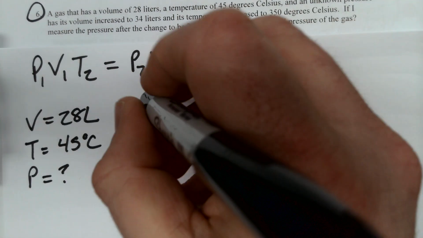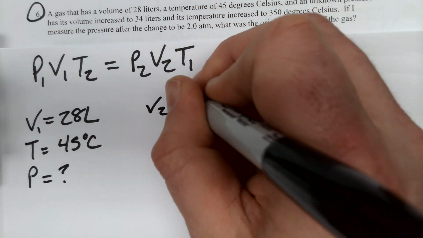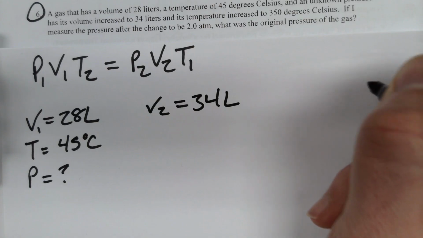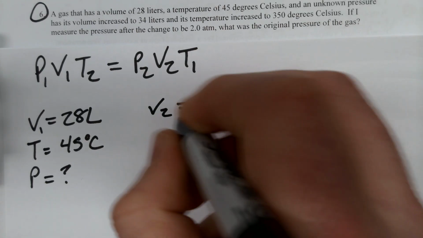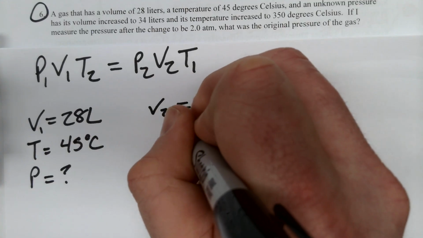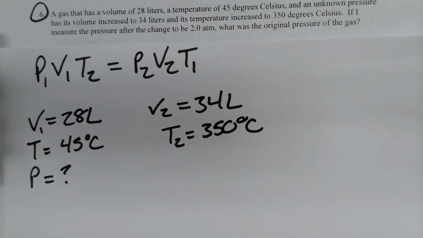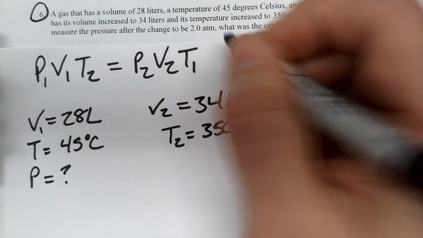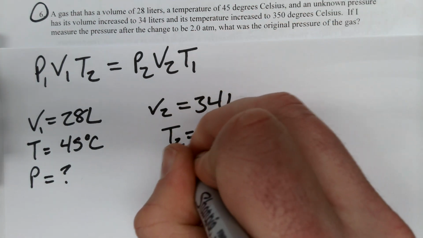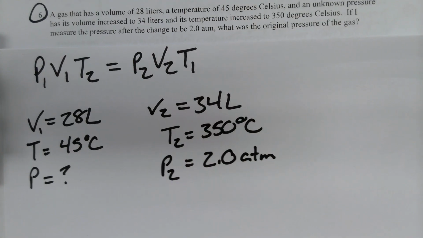It has its volume increased, so that's my volume 1, volume 2, to 34 liters. And my temperature increased to 350 degrees Celsius. If I measure the pressure after the change to B, so P2, 2.0 atmosphere, what was the original pressure?